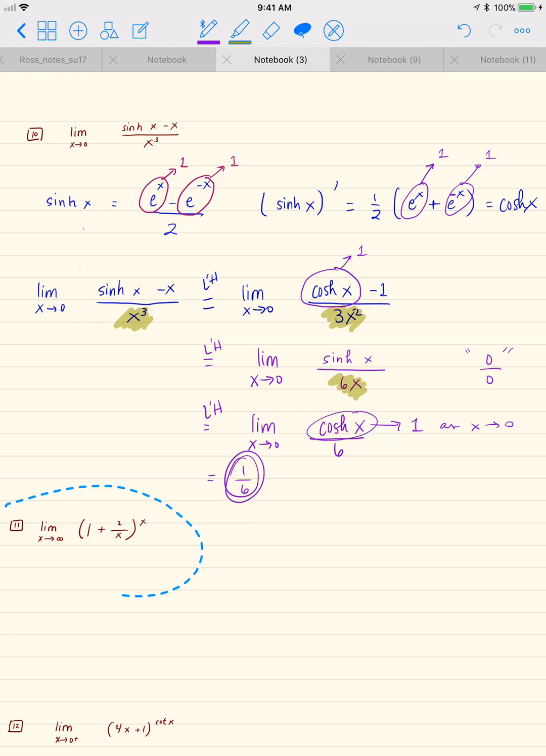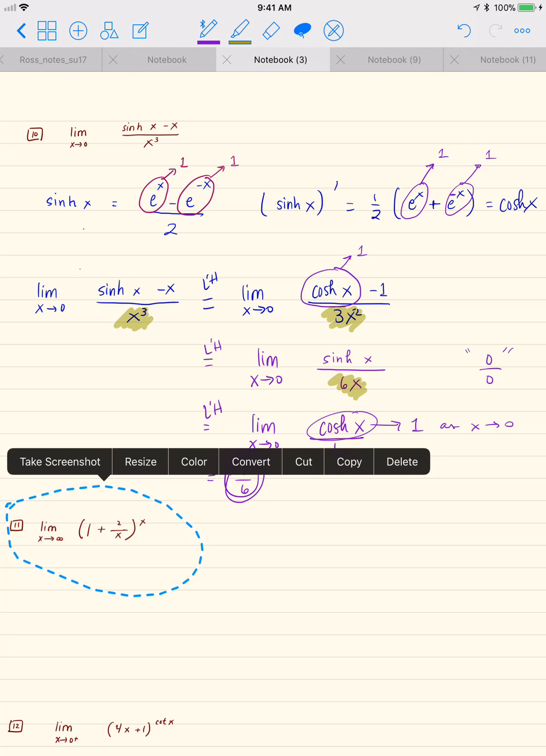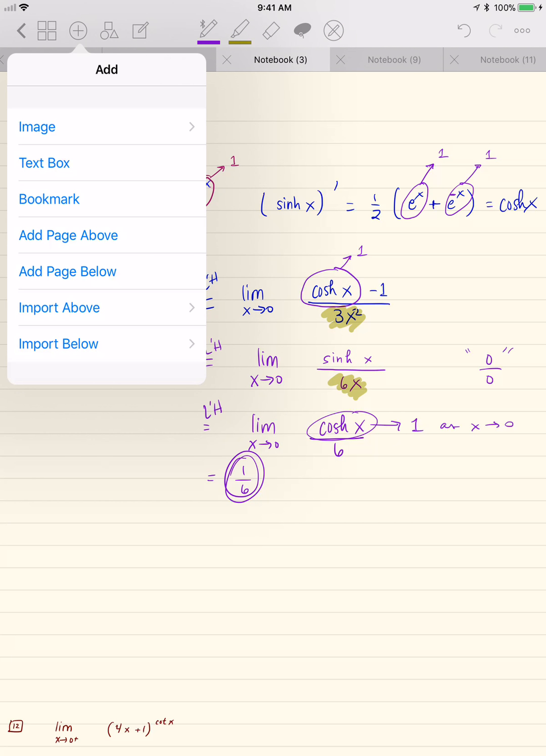Okay. So this next problem is a classic type of problem, because as x goes to infinity, 1 plus 2 over x approaches 1, and the exponent x approaches infinity. So we've got the indeterminate form of 1 to the infinity.